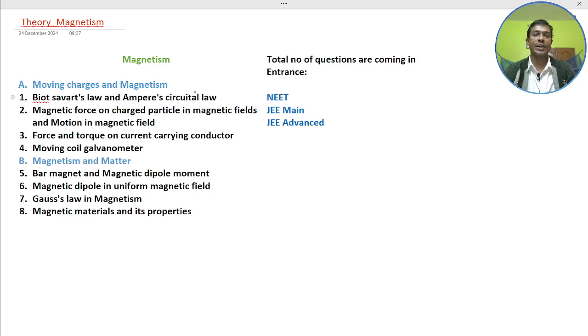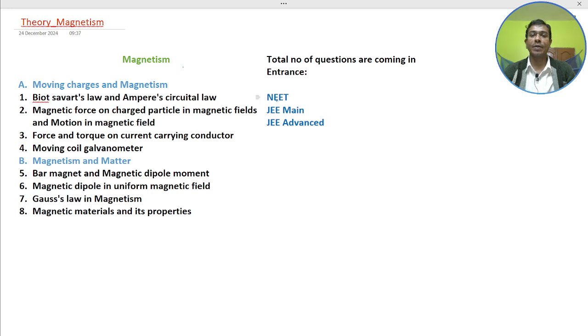Biot-Savart law and Ampere's Circuital law, magnetic force on a charged particle in a magnetic field and motion in a magnetic field, torque and force on a current carrying conductor, moving coil galvanometer, second, magnetism and matter, bar magnet and magnetic dipole moment, magnetic dipole in a uniform magnetic field, Gauss law and magnetism, magnetic material and its properties.